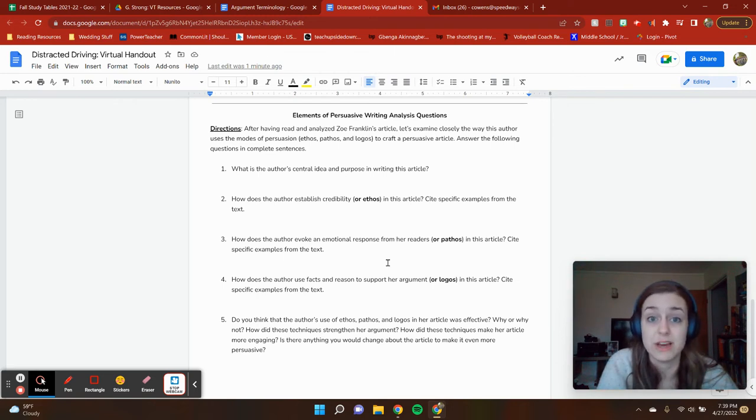Now, if it was effective, that means it convinced you, Gabe, not to drive distracted. If at the end of reading this article you feel like, I'm probably not going to do it, she kind of convinced me, then you would say it's an effective article. If you don't think it convinced you and you're still going to use your cell phone or be distracted while you're driving because it didn't really convince you, then you would say no, it's not effective.